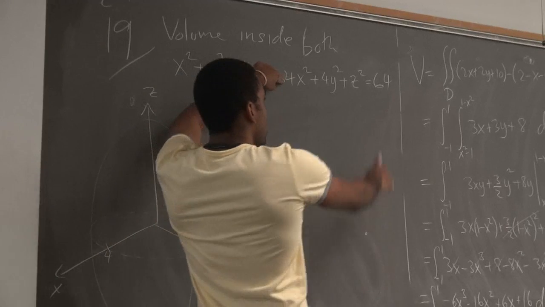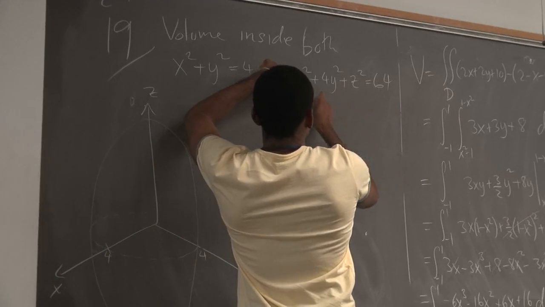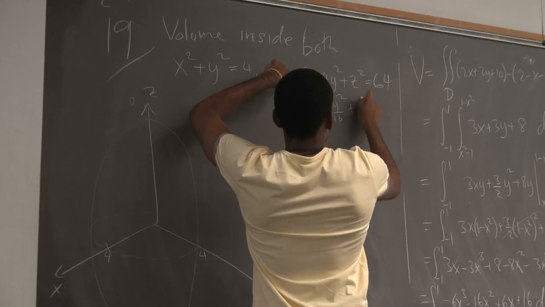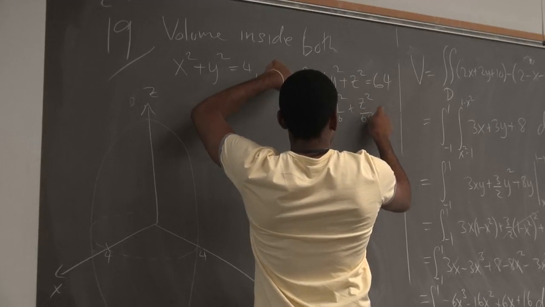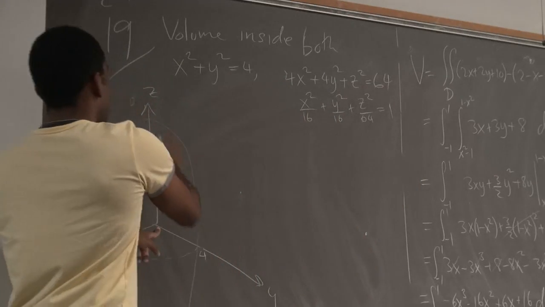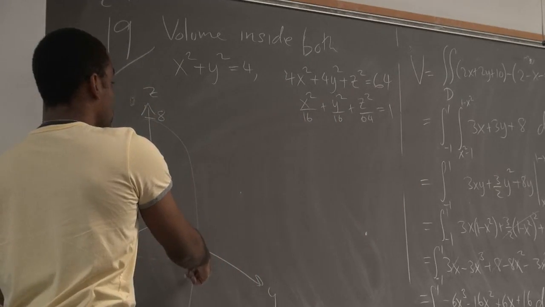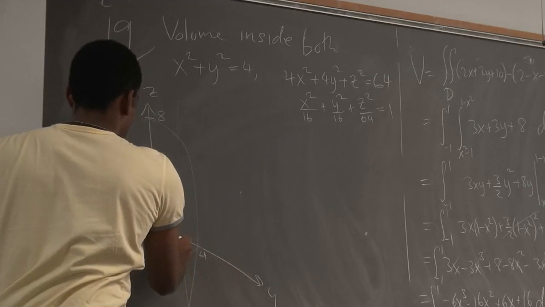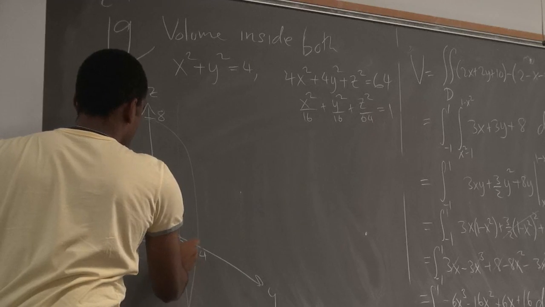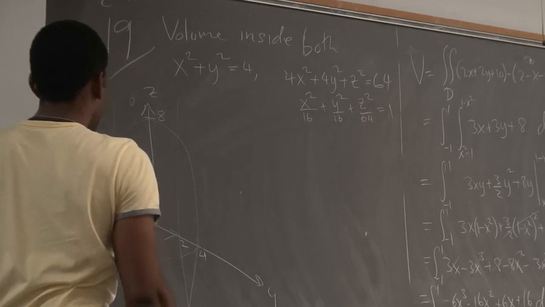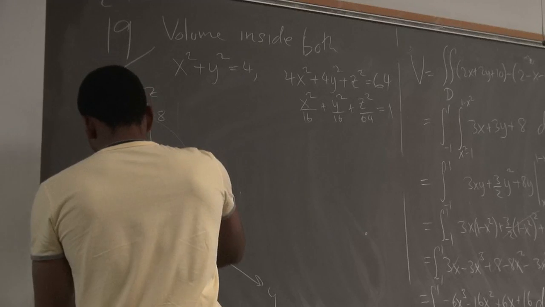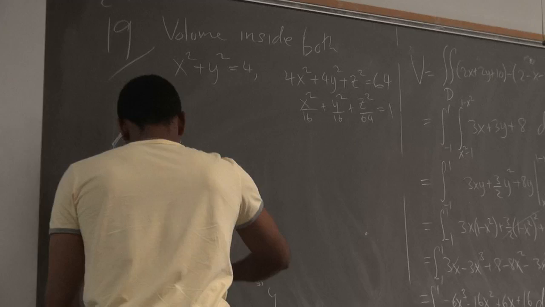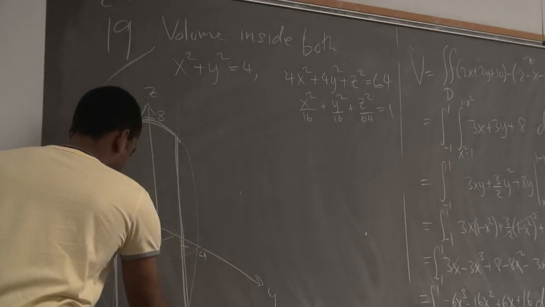Well, you can go from here, right? You divide both sides by 64, right? So this is x squared over 16 plus y squared over 16 plus z squared over 64 equals 1. So we know it goes up on z to 8 and it goes here to 4. Then there's another cylinder on the inside that has radius 2. So I want the volume inside both. It means I want the volume of this guy here.